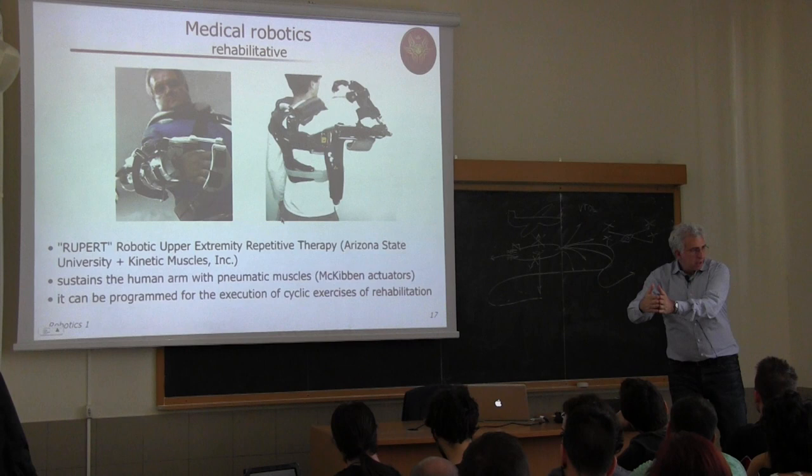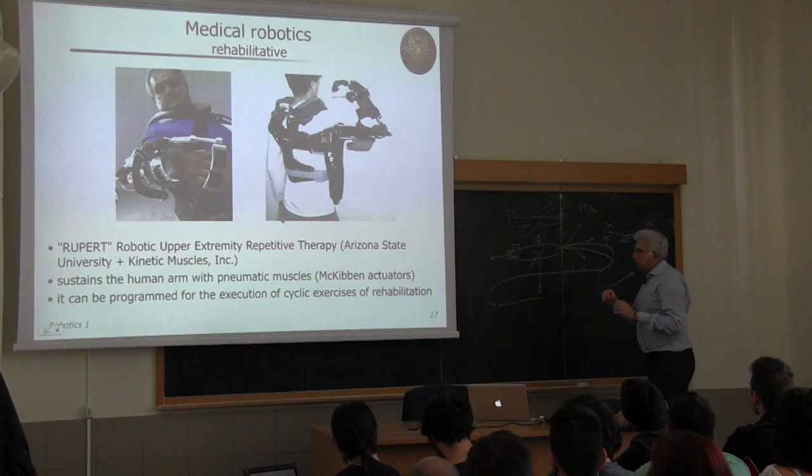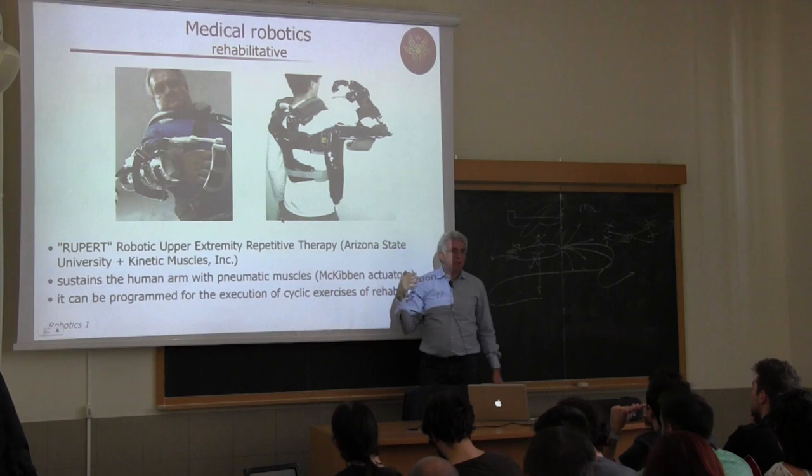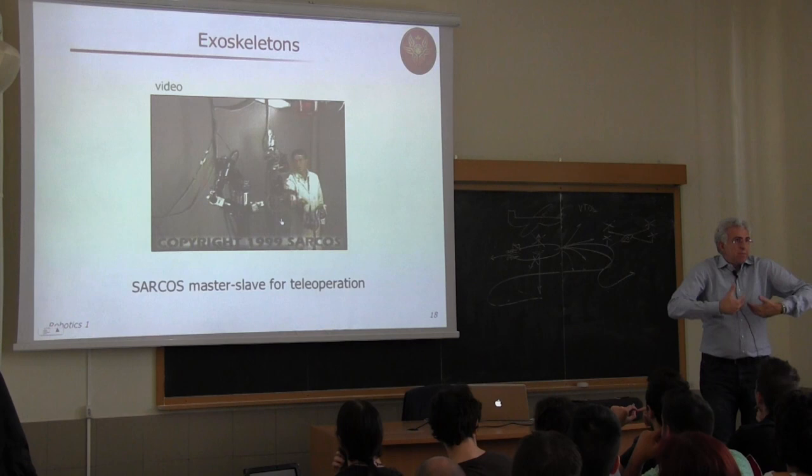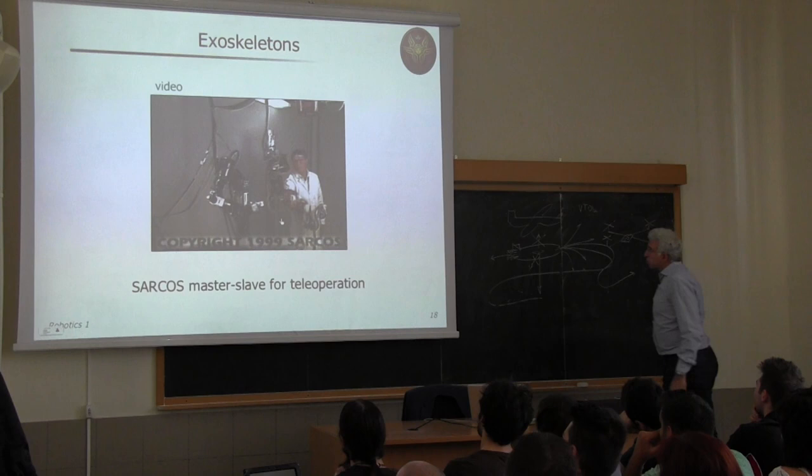So the combination of cyclic motion executed partly by the machine and partly by the human being is a very challenging task. So these devices are usually called exoskeleton, because they are skeleton mounted outside, like some animals have it. They are used also for telemanipulation, for master-slave operation.